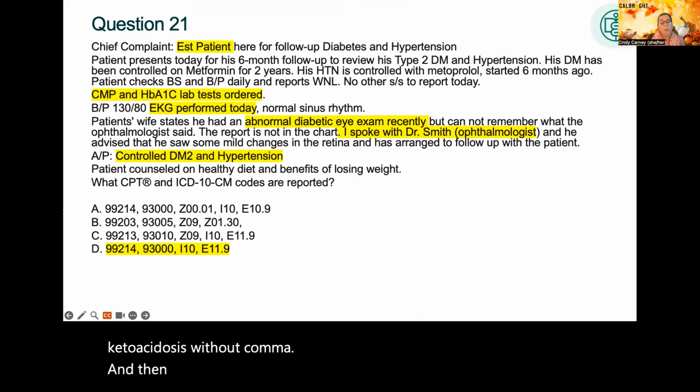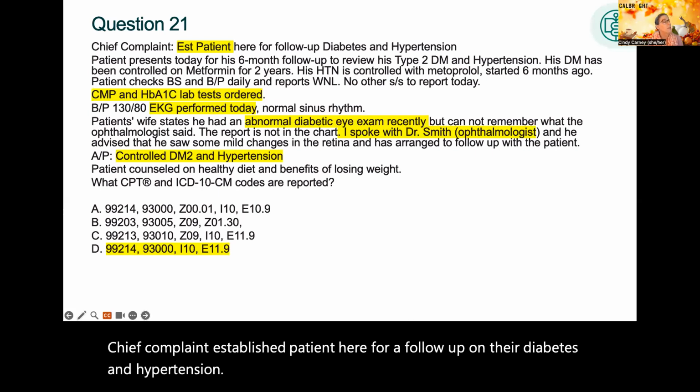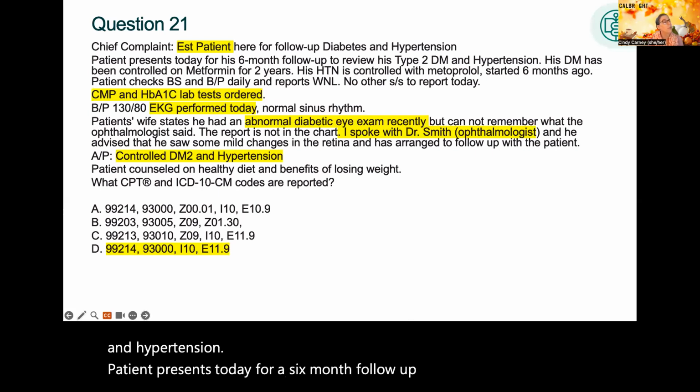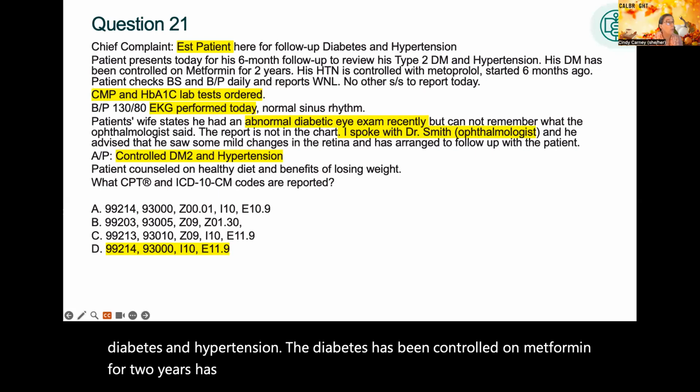And then question 21. Chief complaint, established patient here for a follow-up on their diabetes and hypertension. Patient presents today for a 6-month follow-up review of their type 2 diabetes and hypertension. The diabetes has been controlled on metformin for 2 years. His hypertension is controlled with metoprolol, started 6 months ago.